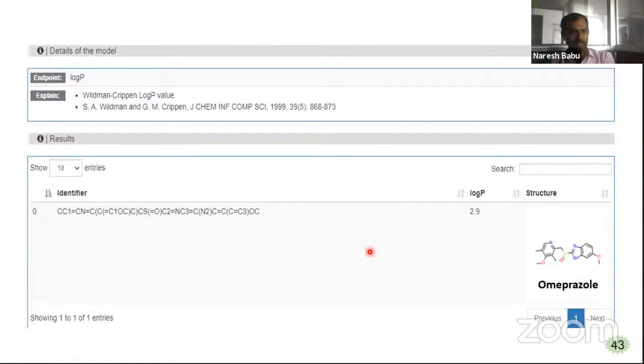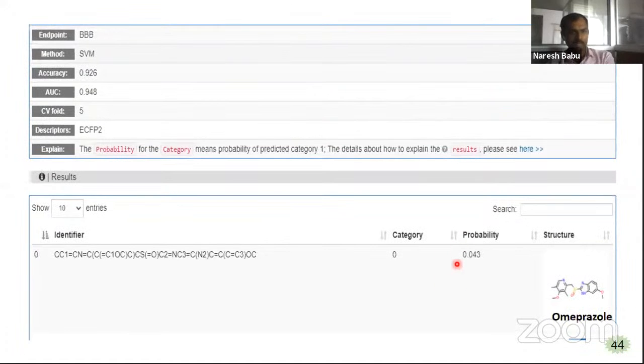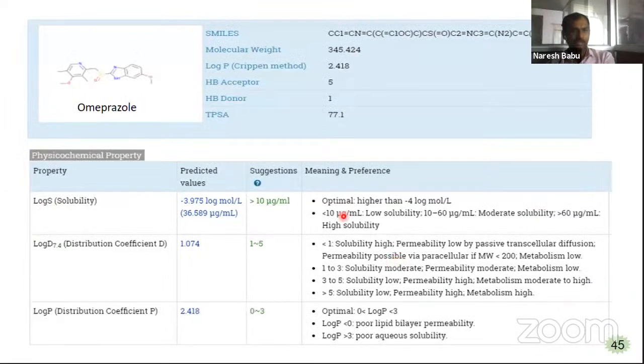So by taking one example, I give the values for the different parameters in ADMETlab. I took omeprazole. The logP value I found is 2.9, and the blood-brain permeability BBB is 0.043. So the category is 0; it is not going to cross the blood-brain barrier. The complete data is what we saw in the previous slides. For omeprazole, I predicted and gave the data here, and according to the suggestions, we can find out whether it is obeying or not.